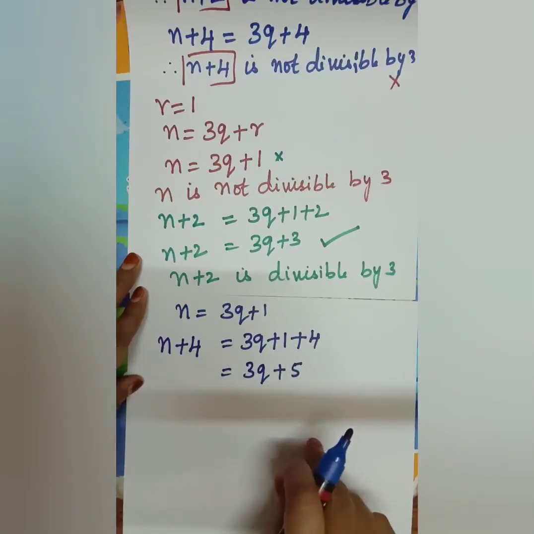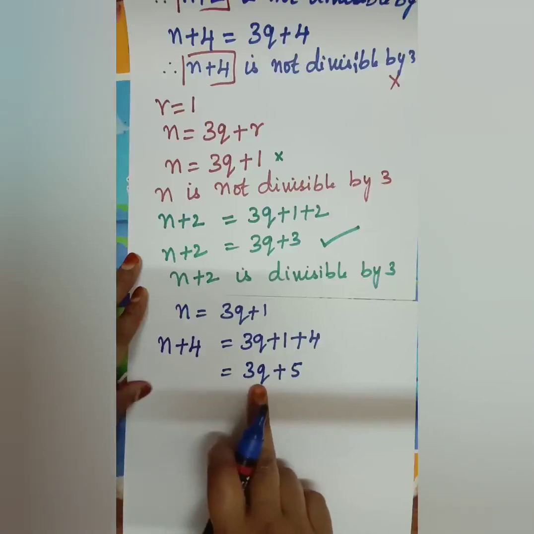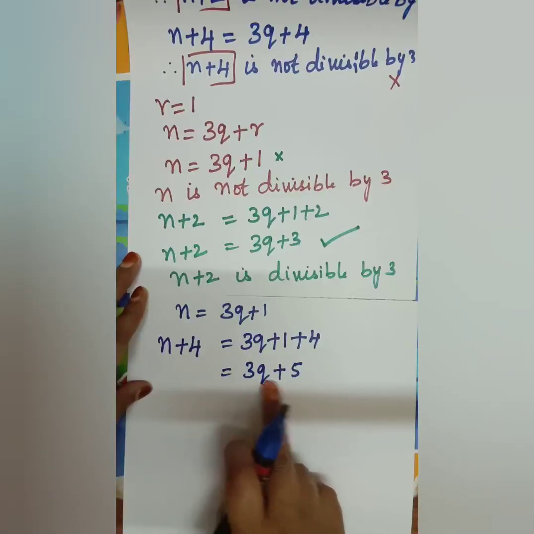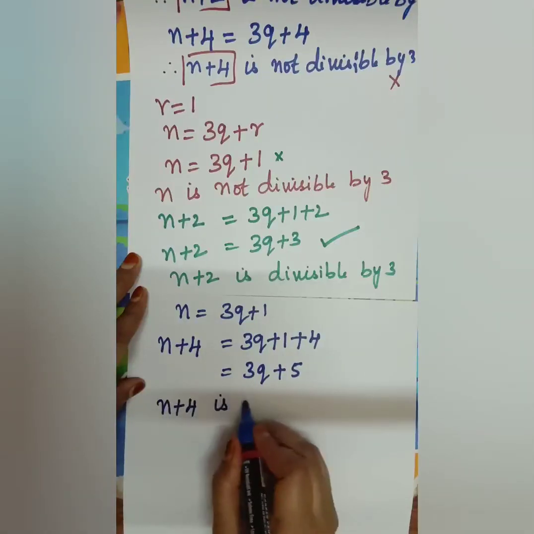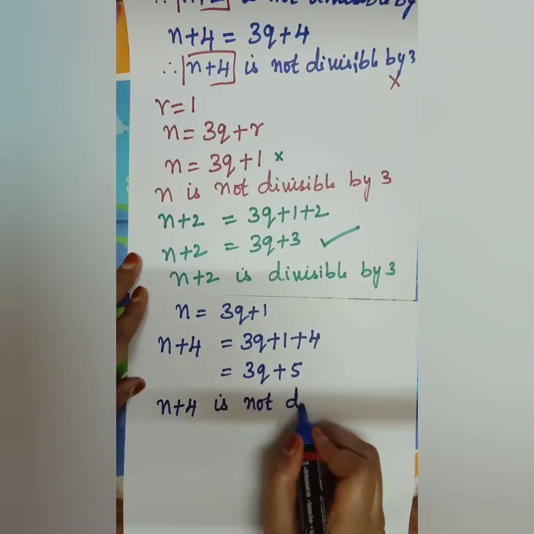Now check whether it is divisible. Put 1 in place of q. 3 ones are 3, 3 plus 5 is 8. That means 8 is not divisible. n plus 4 is not divisible by 3.